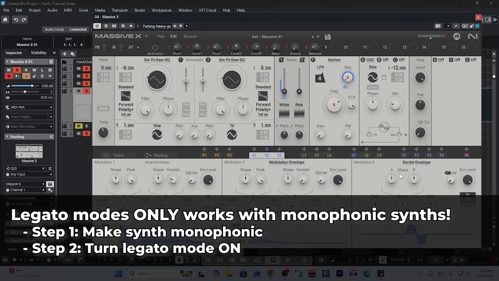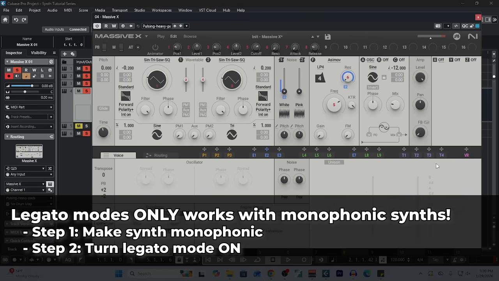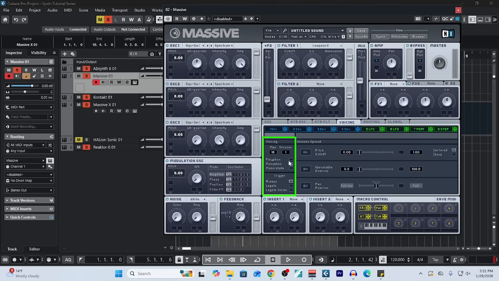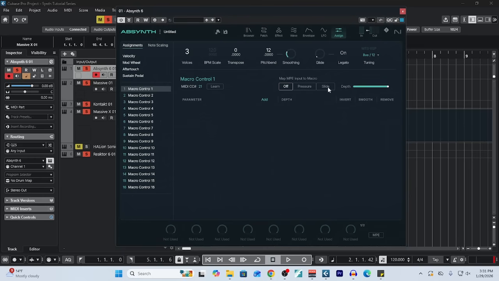Now, maybe it goes without saying, but I'm going to say it anyway. Legato mode only works with monophonic synths. So setting it up usually involves first setting your synth to mono mode, and then just simply pressing the button that says legato. Here in Massive X, it's found in the voicing tab, a couple different options. In Massive, we find it in the voicing tab as well, right under trigger, where we have always trigger, legato mode, and legato triller, which is an option unique to Massive. As usual, most synths will have additional options that make them unique, but legato and non-legato are both standards. And then here in Absynth 6, legato is found in the assign window.